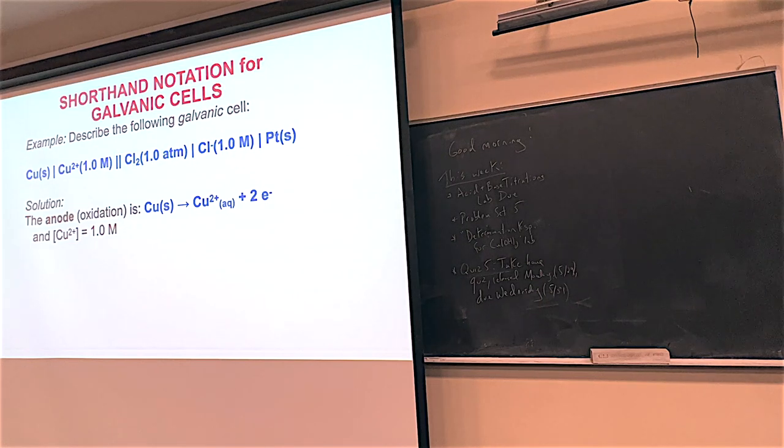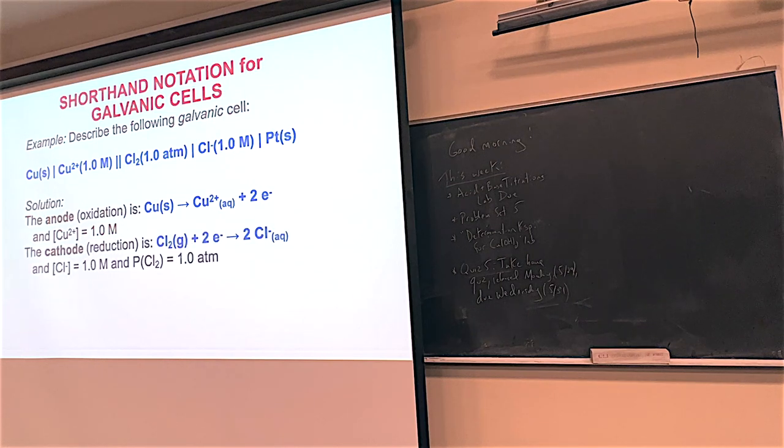1.0 molarity just means the concentration of the ion that you're looking at. You don't need it for solids, liquids, and gases, but you do need it for solutions. So this is the salt bridge. Electrons are going from copper to copper 2 plus, and they're going over here. So that means the chlorine here is taking those electrons to make chloride, all right?